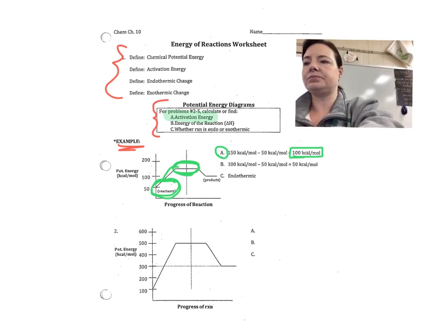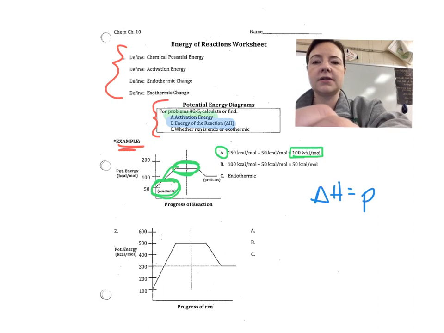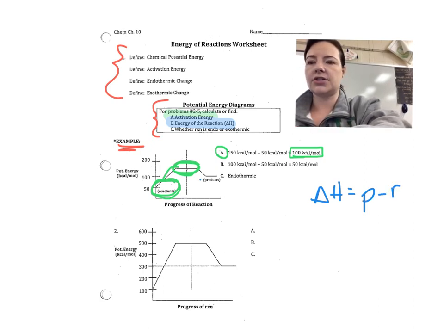Letter B, which is the second thing you're going to do, is you're going to calculate the delta H of the reaction. So remember that delta H of the reaction is going to be your energy of your products minus the energy of the reactants. And so our products energy is 100, which we can see right here, and our reactants energy is 50, which we can see right here. So we take 100 minus 50, and our delta H is 50 kilocalories per mole.